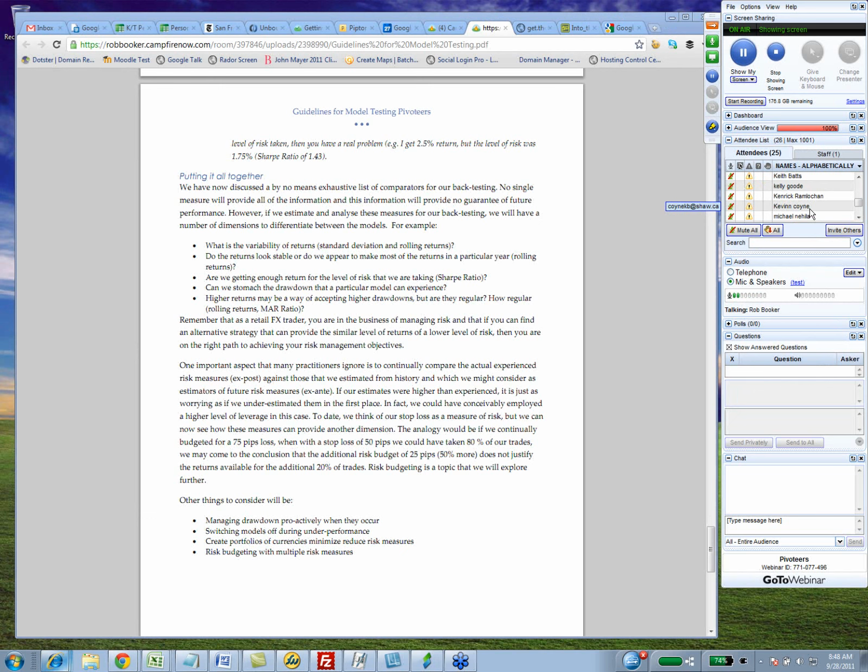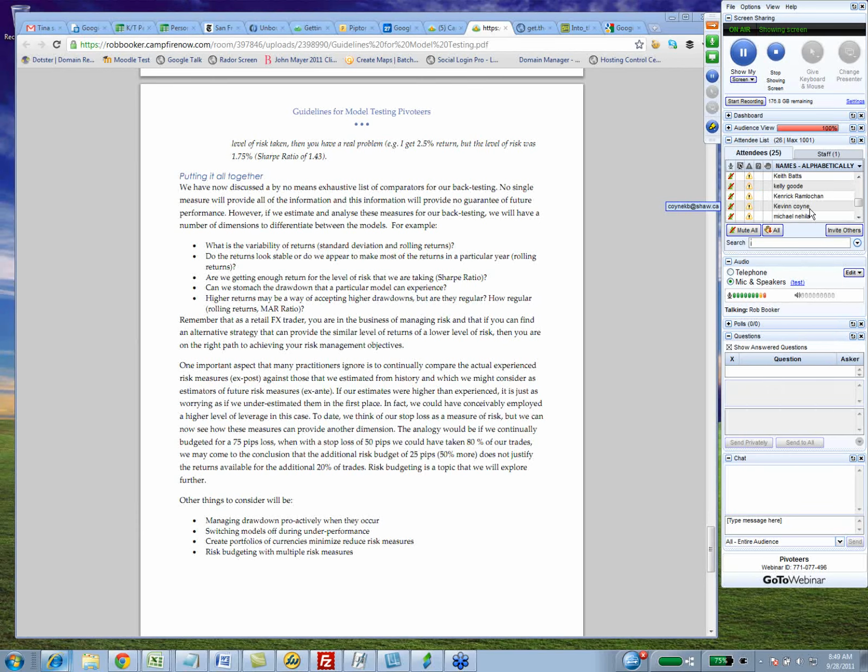We've now discussed by no means an exhaustive list of comparators for our backtesting, and no single measure will provide all the information, and this information here will provide no guarantee of future performance. However, if we estimate and analyze these measures for our backtesting, we'll have a number of dimensions to differentiate between the models. For example, when you finish a round of testing in a holdout period and an out of sample period, you can ask, what's the variability of returns? Meaning, go back into this document, watch the webinar that we did again, and answer that question.